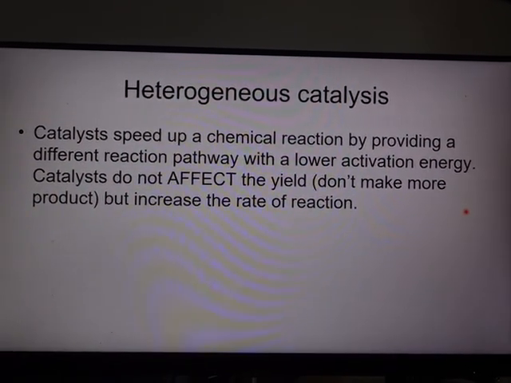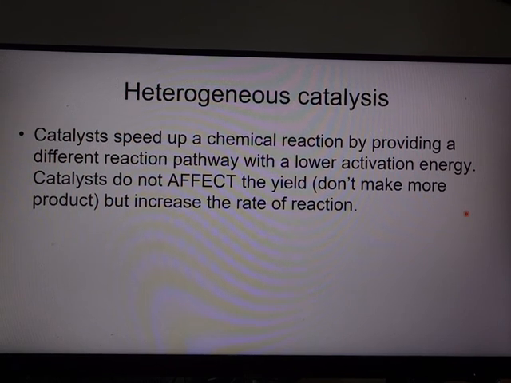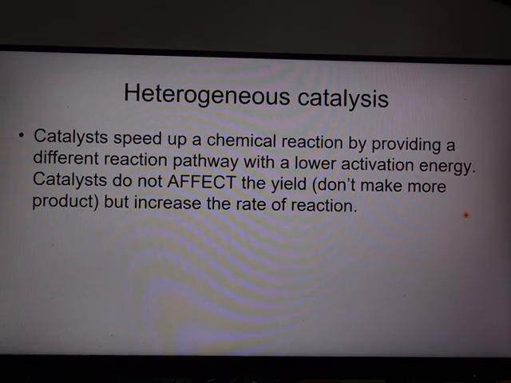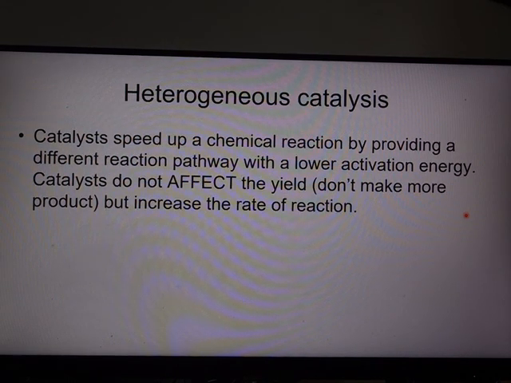Heterogeneous catalysis. So we will learn that there are two types of catalysis, heterogeneous and homogeneous. So today we're going to do heterogeneous catalysis. Just a really quick reminder about what catalysts do and don't do. Catalysts speed up a chemical reaction by providing a different reaction pathway with a lower activation energy.